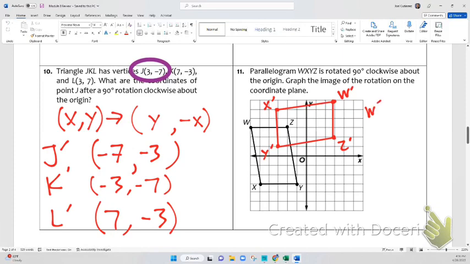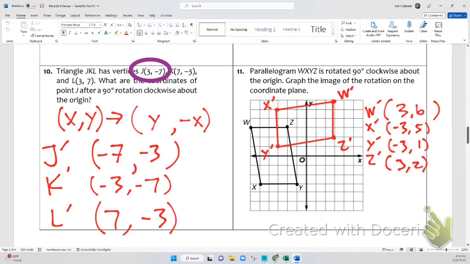we need to give the new coordinate points. So we have W, X prime, Y prime, Z prime. You're just taking a look at where these are located. This is going to be at 3 and 6 now. This is going to be at negative 3 and 5. This one's going to be at negative 3 and 1. And this one's going to be at 3 and 2.